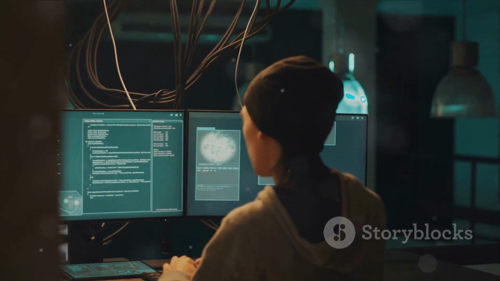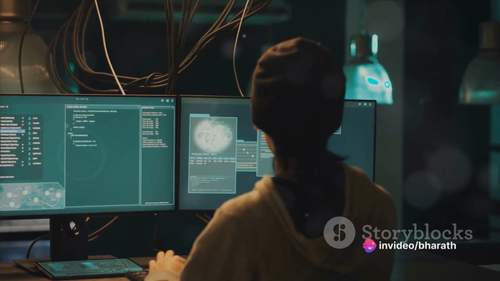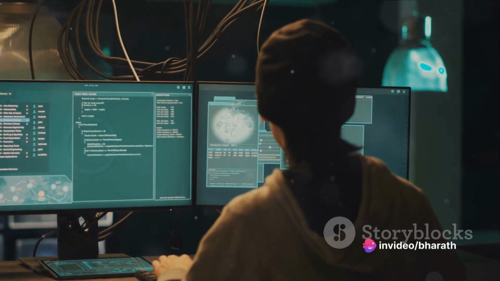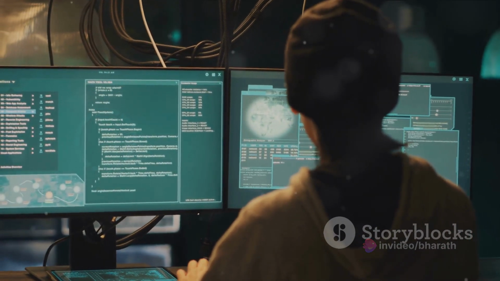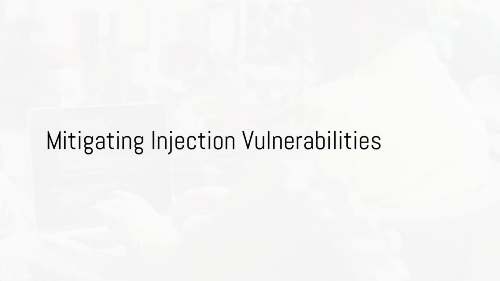Lastly, we have XPath injection. This involves exploiting vulnerabilities in XML-based applications by injecting malicious XPath queries, which can lead to information disclosure or unauthorized access. So how do we mitigate these injection vulnerabilities?